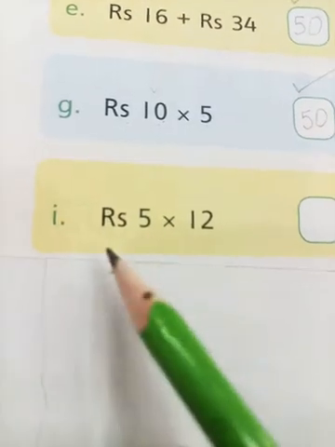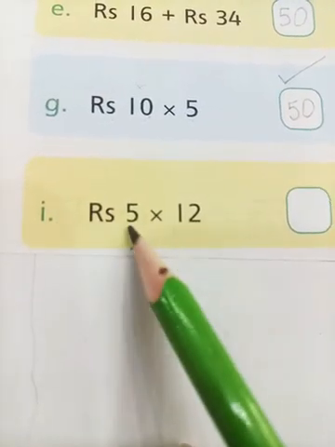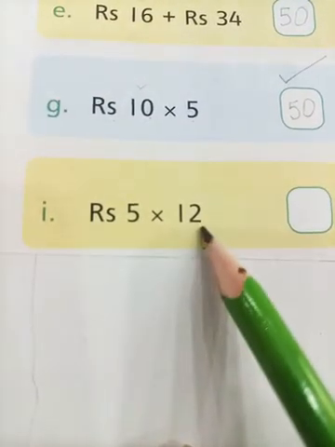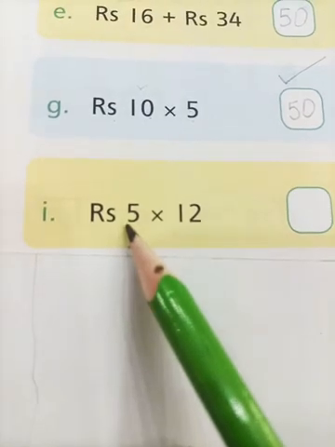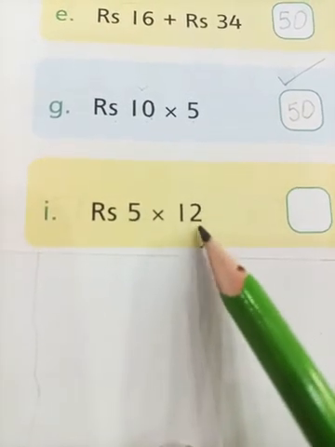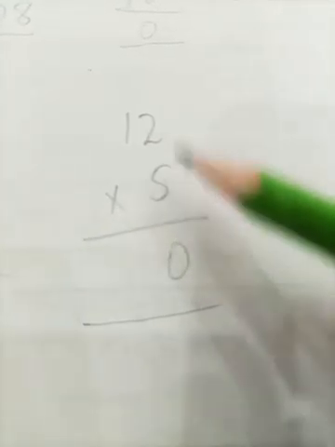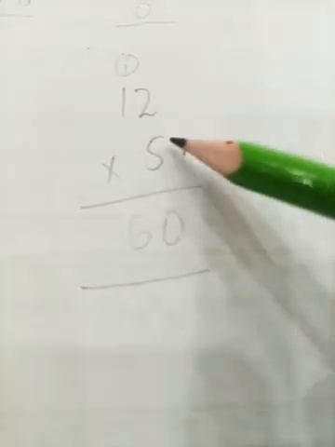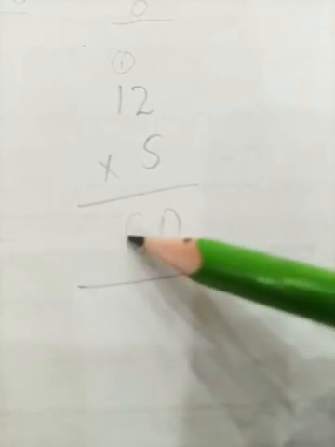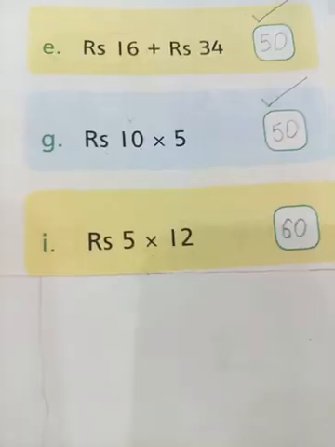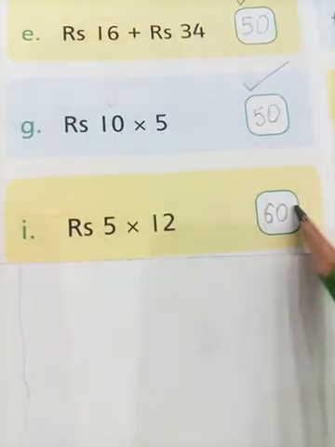Next is our part I. Students, 5 is being multiplied by the 12. You have 5 rupees and 12 persons have 5 rupees. So we are going to multiply it. 5 twos are 10, 0 and 1 carry. 5 ones are 5 and 1 is 6. 12 fives are 60. This 60 is not our required answer, so I will not mark a tick for this. Here is my required answer, 60.